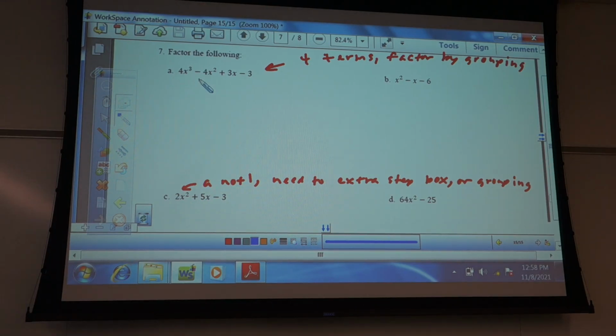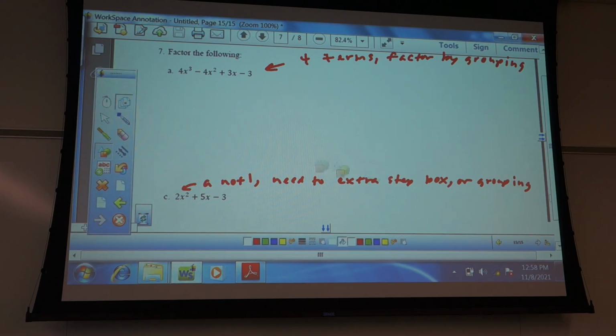Okay, so let's take a look. Factor by grouping means you're going to group stuff. Right, so let's see, what can I group? Well, I'm going to group these first two, and then circle the sign, and then group the last two.